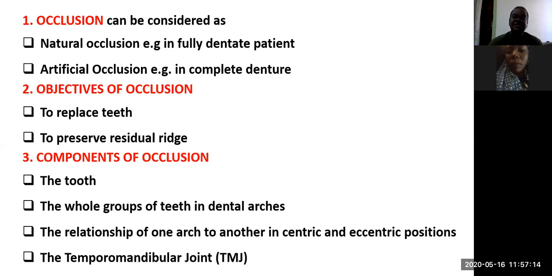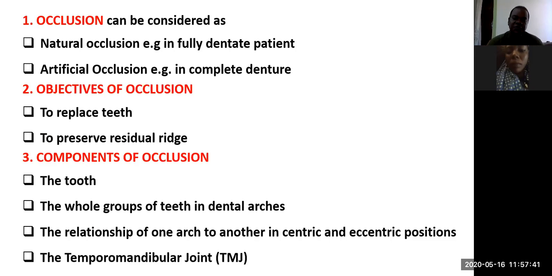Occlusion can be considered as natural. We are talking of occlusion, that natural occlusion evolves when a patient has all his teeth in place, no extraction. That is natural occlusion. Artificial occlusion is involved when a patient wears denture, full, upper and lower denture. They will call it artificial occlusion.